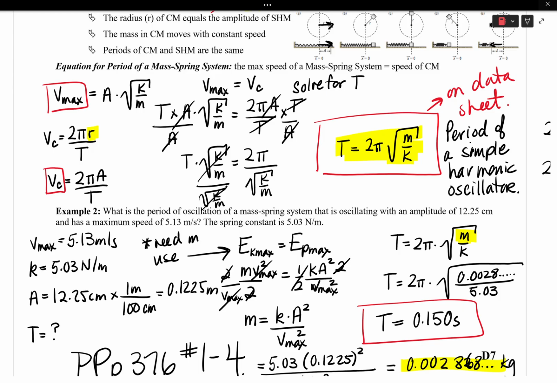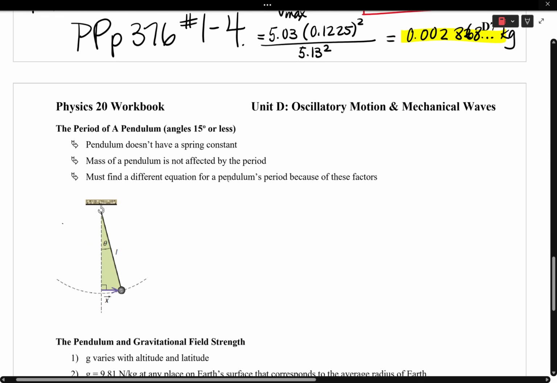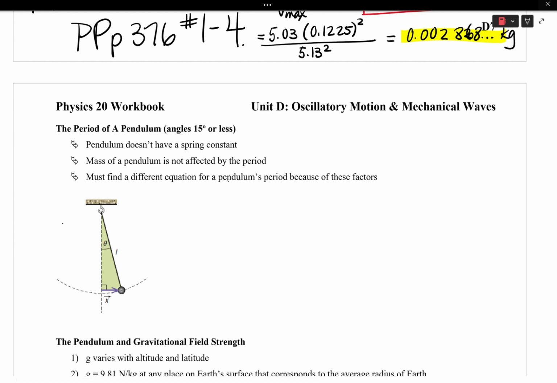So what we're going to do now is take a look at a pendulum, which also exhibits simple harmonic motion. Just think of a swing, right? When you swing, you have an oscillation where you swing forward and then back to your original position. But a pendulum doesn't have a spring constant. So if you recall from yesterday, this was the equation that we derived for a mass spring system.